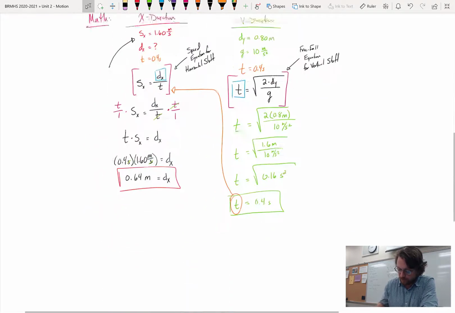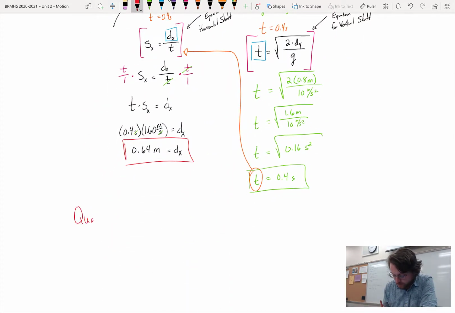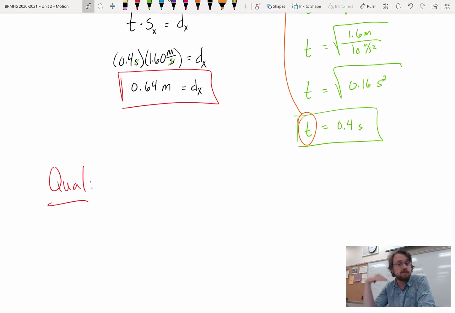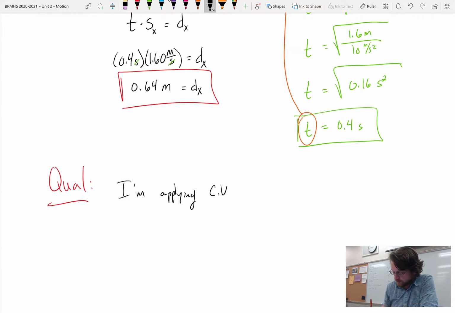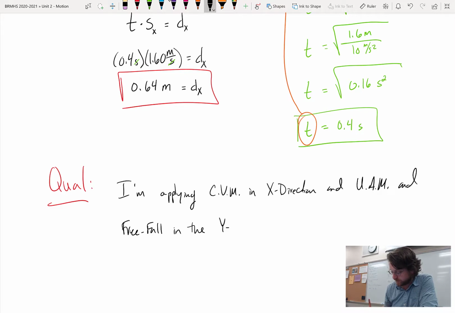Remember, in the qualitative part, which we'll go through just briefly, when you're explaining what you did, use complete sentences. I want to touch on each thing. So in the baseline, the fundamental principles, I can say I'm applying constant velocity motion in the x or horizontal direction, and uniformly accelerated motion and free fall in the y direction. All right, so I'm stating right there, constant velocity motion in the x direction.